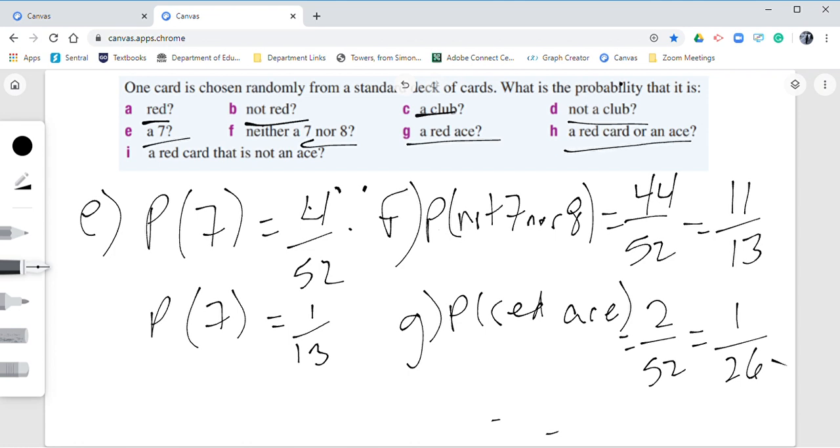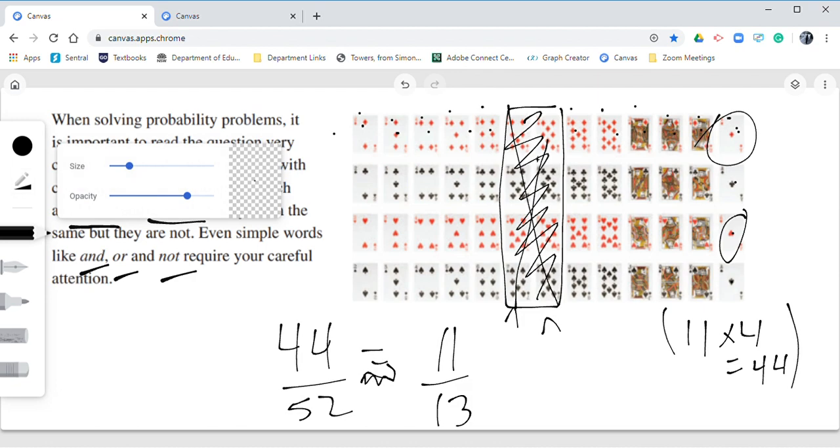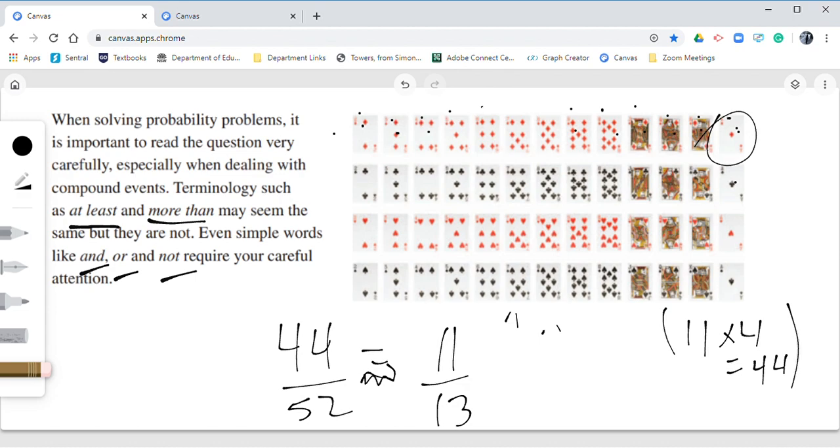A red card or an ace. So there's two possibilities that we're going to go for here. So for H, we are going to find the probability of a red card or an ace. So let me clean up things in our previous slide just so we can easily visualize this. So we want a red card or an ace. So number one is going to be a combined. So it's going to be aces and the red cards. So you can't double count in these situations.